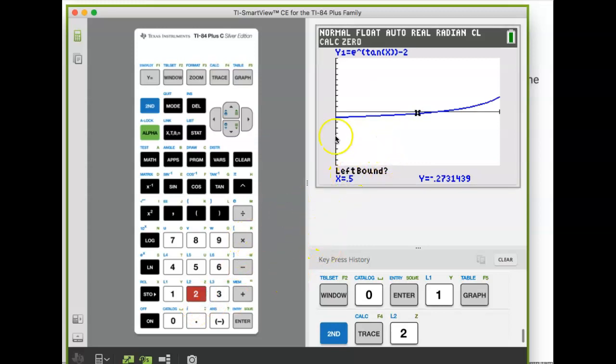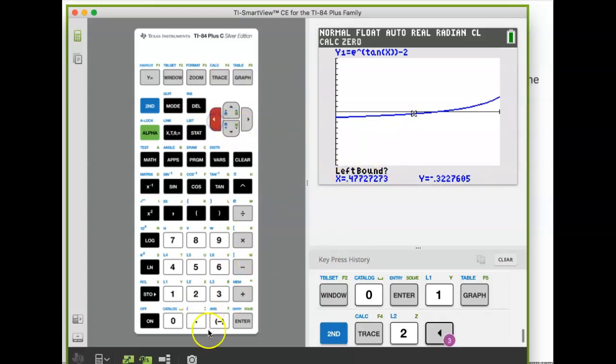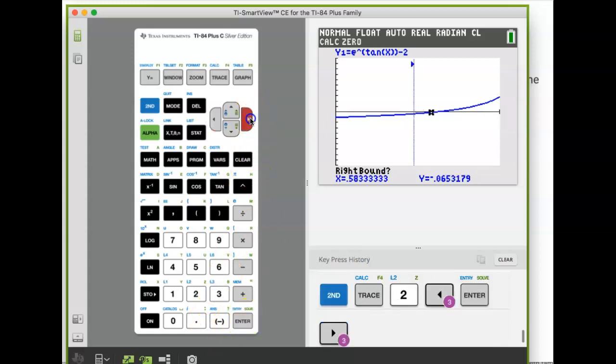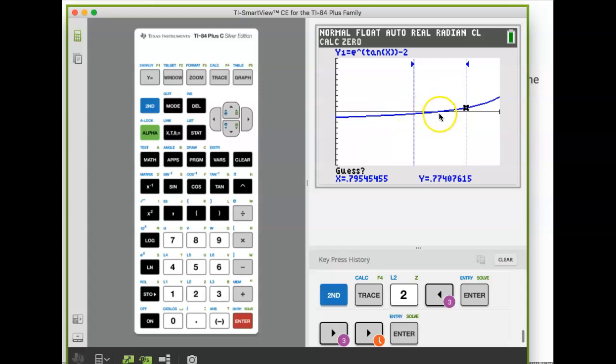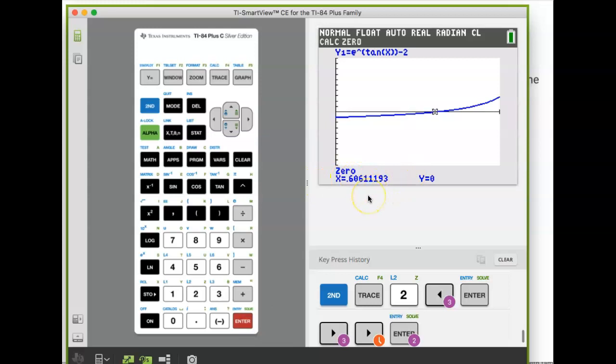It's going to ask me for a left bound. I just want to go to the left of where it crosses, hit enter. A right bound, I want to go to the right of where it crosses, hit enter. And as long as the 0 is in between those two arrows, it'll be able to find it. So I'll just hit enter. Boom. Now it gives you this long decimal that you think you have to write down. You actually don't have to write that down.